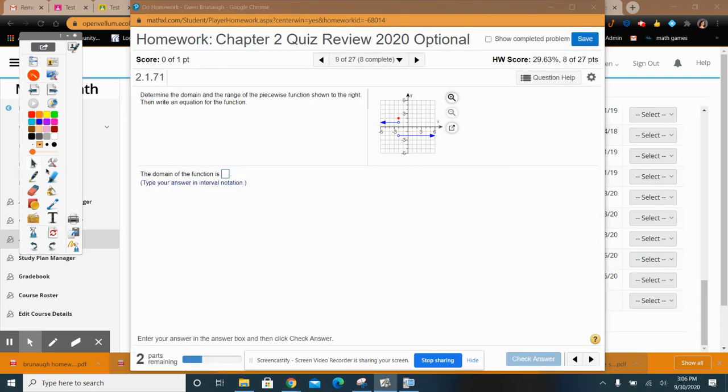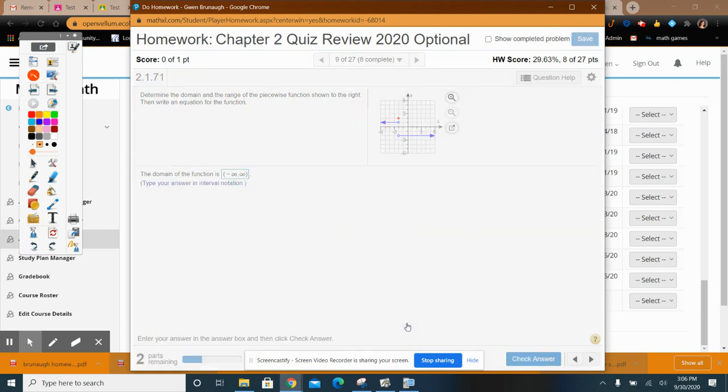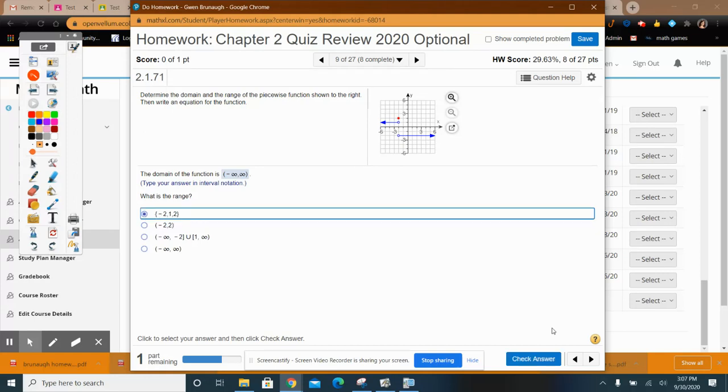Okay, domain and range of this piecewise function. What is x allowed to be here? Well, it's going to the left forever, and it's going to the right forever. And right here, it's not part of any graph, but they did put a dot here. So this graph does go to the left and right forever. So the domain is -infinity to +infinity. What about the range? Well, the range is just hopping around. Sometimes it's -2, sometimes it's 1, and then one time it's 2. So the only thing this can be is -2, 1, and 2.